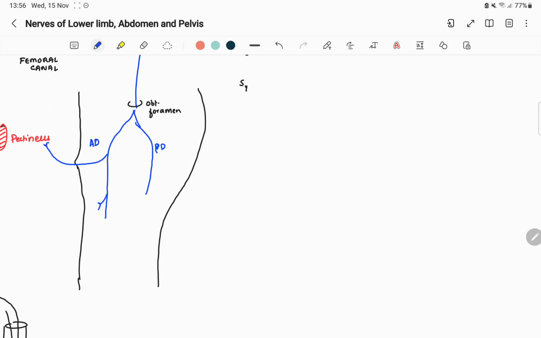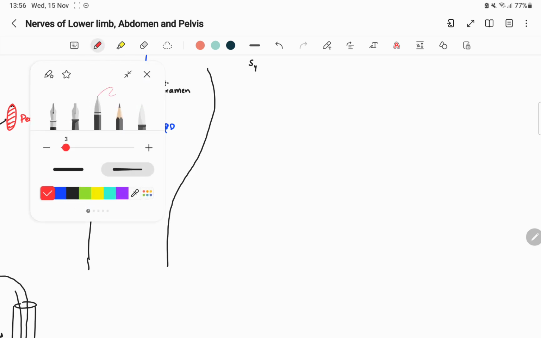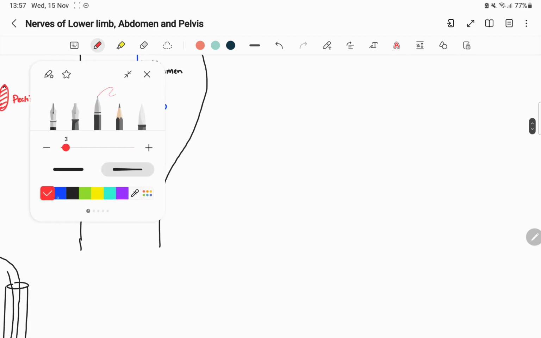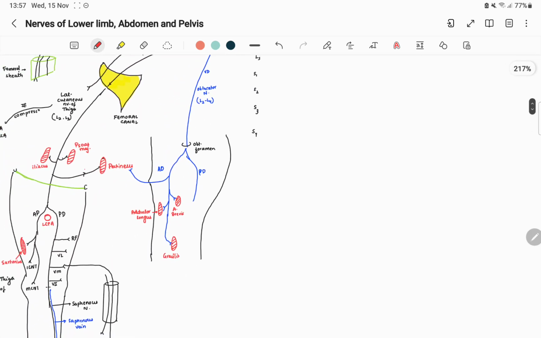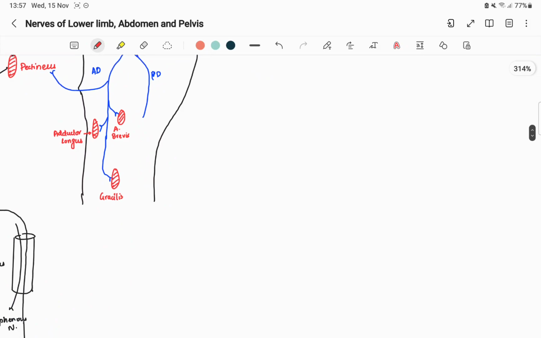It gives a branch to this muscle over here, called your adductor longus. Then it again gives a branch to a muscle called your adductor brevis, and again to a muscle called your gracilis. I'm just drawing the muscles in a schematic diagram, so don't mind which region I am drawing. For exact regions you can look at the atlas images.